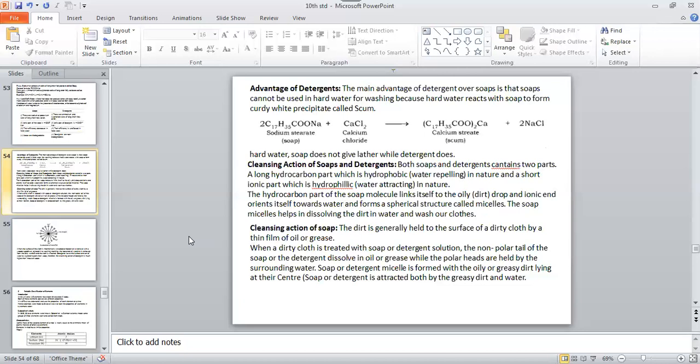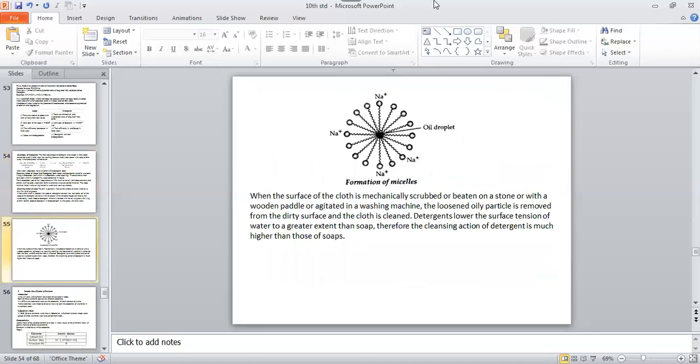When dirt on the cloth is treated with soap or detergent, then the non-polar part, that is the tail of the soap or detergent, dissolves in the oily or greasy part, while the polar heads are surrounded by the water. Soap or detergent micelle is formed with the oily or greasy dirt part lying at the center. The soap or detergent are attracted both by greasy dirt and water. So this type of micelle is formed. It consists of, at the center, the oily part, that is the dirt. It is surrounded by the non-polar part of soap or detergent, and this is the polar part of soap or detergent.